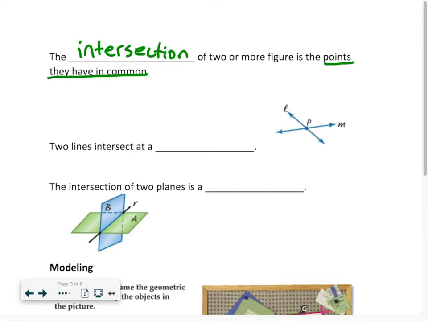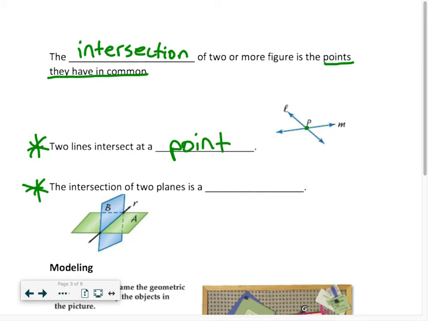So two important types of intersections you'll need to remember. Two lines intersect at a single point. If you draw any two lines that intersect, they would intersect at a singular point. This example with line L and M, where they intersect at point P.